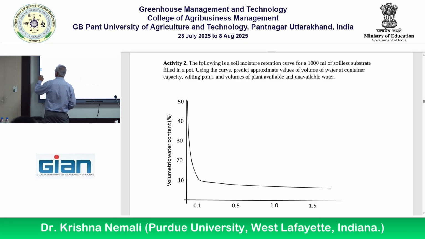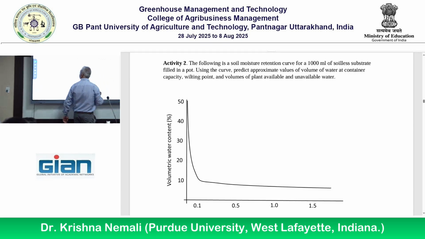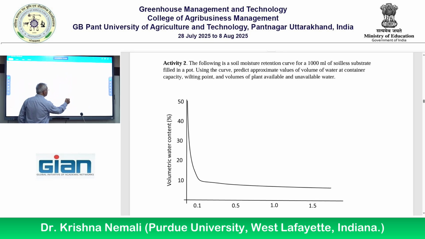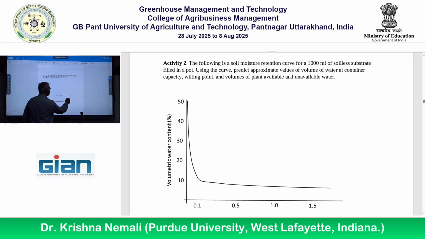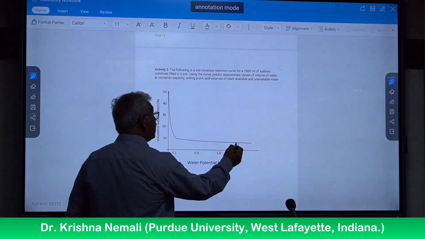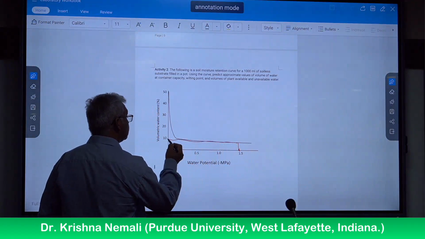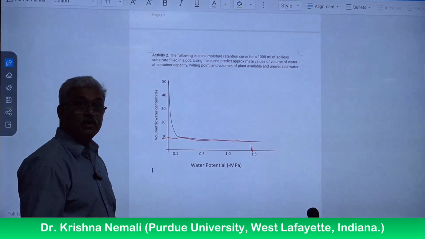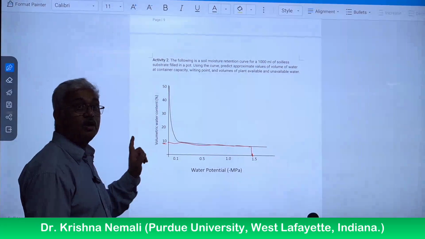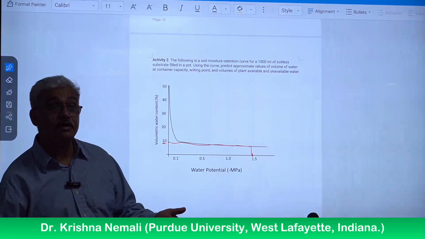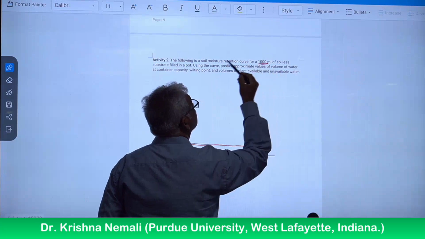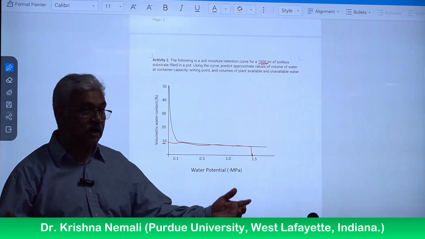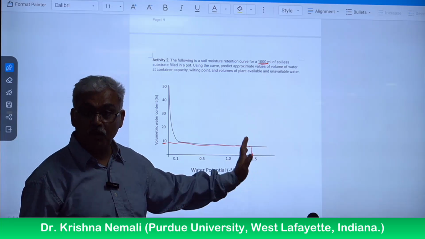For that, I'm going to actually draw it with a pen so you all can see. So I'm saying that this is wilting point, okay? Minus 1.5 megapascals. Now I'm trying to figure out how much water is there. For that, I draw a line like this and I take another line like that. So that number comes close to 10%. So at wilting point, there is 10% water in that substrate. 10% of what? 10% of 1000 ml. 10% of 1000 ml is 100 ml. That's how I figured out the amount of water at wilting point.